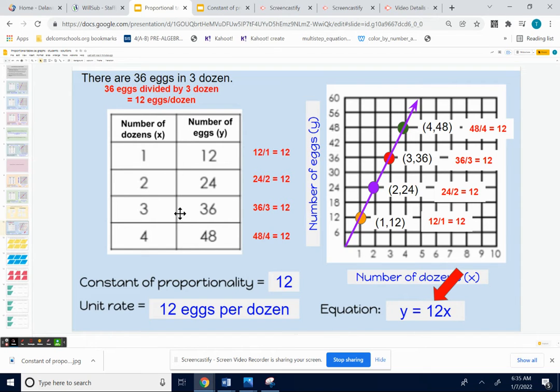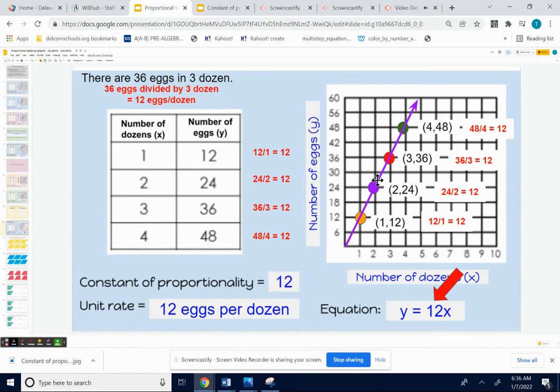If I'm looking at a data table, I could find the COP by taking any y divided by its x. 12 divided by 1 is 12, 24 divided by 2 is 12, 36 divided by 3, and 48 divided by 4. That's the COP that you could determine from a data table.